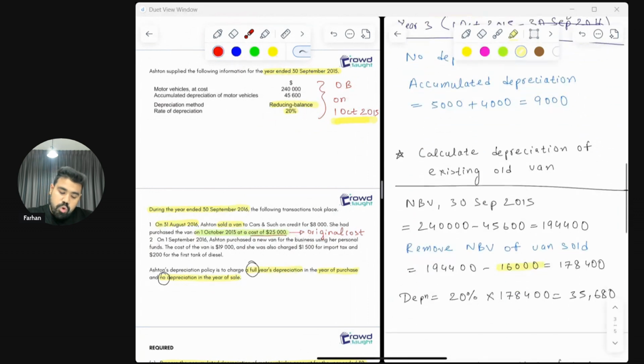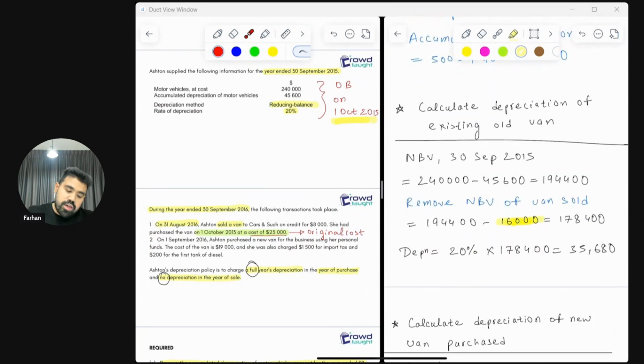Then once we remove this $16,000 from $194,400, the remaining net book value is $178,400. Now this $178,400 refers to the net book value of the existing old van. So if we have to depreciate now using the reducing balance method, we just simply multiply the given percentage of 20 with this net book value for the existing old van. So 20% multiplied by $178,400 gives a depreciation of $35,680 for the existing old van. Did you get it? I believe so.